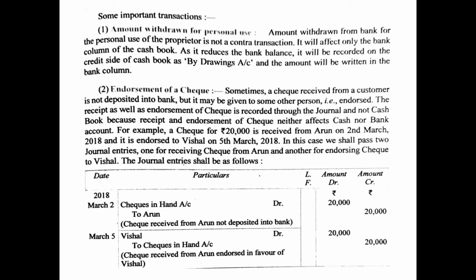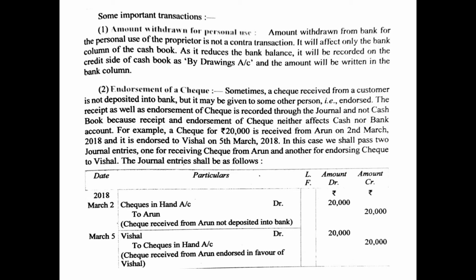obviously if it is withdrawn in cash or from bank, it will be shown on the payment side as by drawings. If the amount is withdrawn in cash, the amount will be shown in the cash column. If the amount is withdrawn from the bank account, the amount will be shown in the bank column. As you can read here, an amount withdrawn from the bank for the personal use of the proprietor is not a contra transaction. It will affect only the bank column of the cash book. Here we are talking about the amount withdrawn from the bank account for personal use.